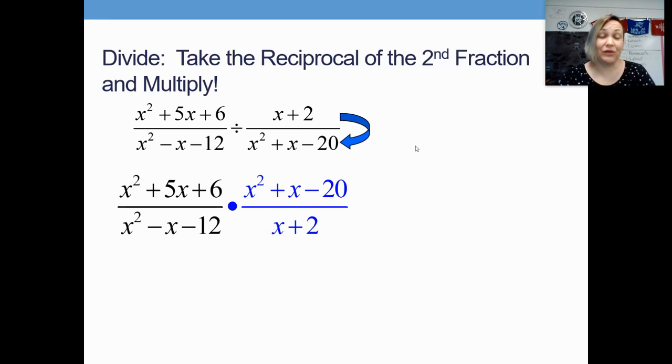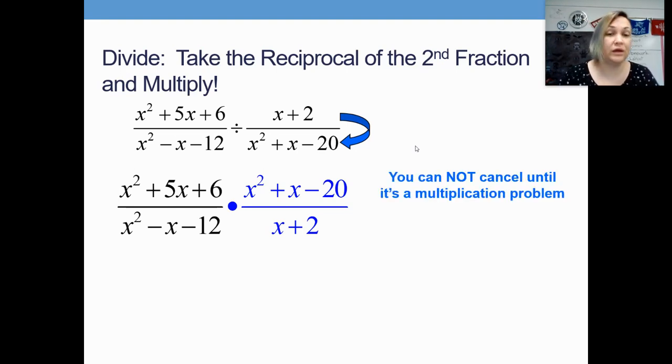Now, last week we learned that anytime you see adding or subtracting, you have to factor. So in this problem, I do see adding or subtracting in all 4 places of my fractions. So I am going to, one by one, be factoring each individual part. For the top of the first fraction, I can use the X-box, and I'm looking for 2 numbers that multiply to make 6 and that add to make 5. And those 2 numbers are 3 and 2.